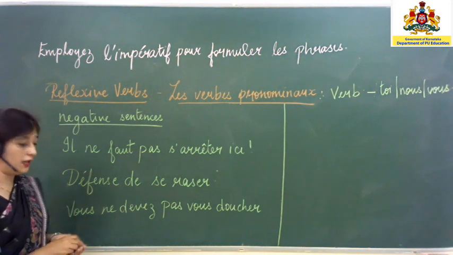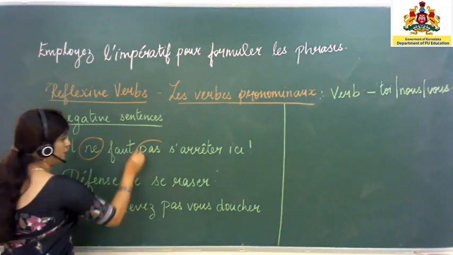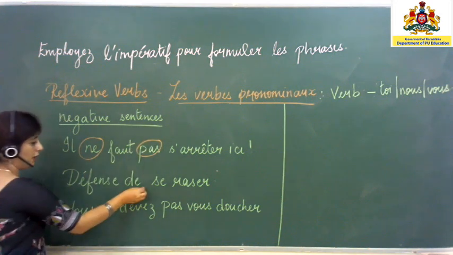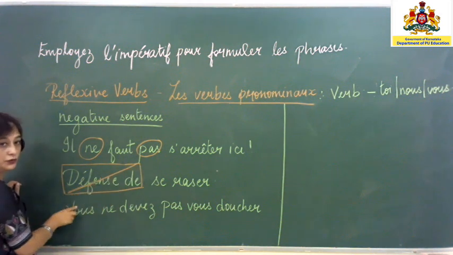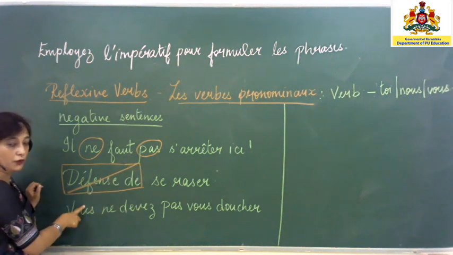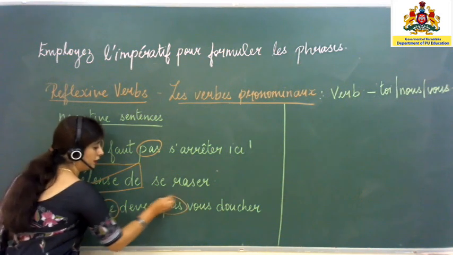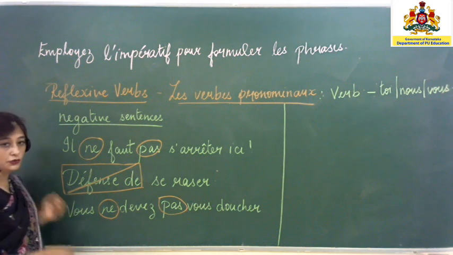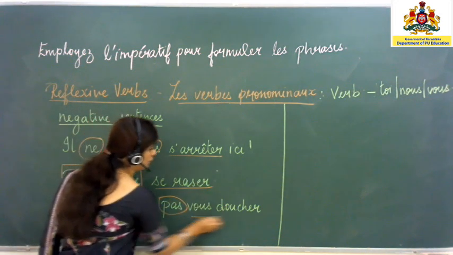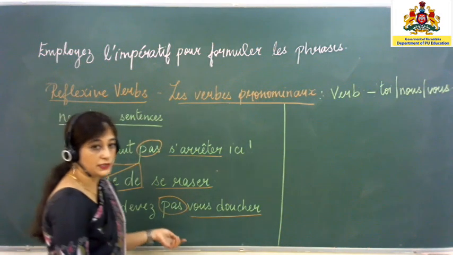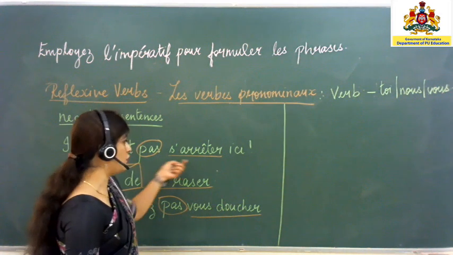Now, suppose in the first sentence, how do I know it is negative? Because of the ne and the pas. In the second sentence, you have the phrase défense de given. Whenever you have this phrase, you should remove it and change the sentence to the negative form. In the third sentence also, you have ne and pas given. Fine. Now I need to look for the unconjugated verbs. So s'arrêter, se raser, vous doucher. Doucher is to wash yourself or to have a bath. So it is not necessary to stop here.